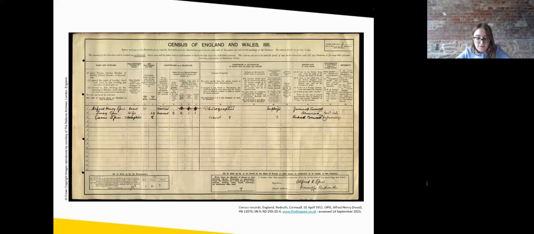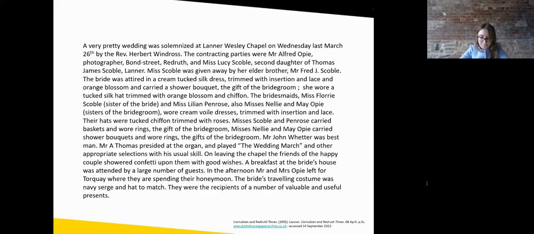Searching the civil registration marriage indexes revealed a likely result in the first quarter of 1902 in Redruth, the marriage between Alfred Henry Opie and Lucy Scobell. Further information would be recorded on their marriage registration, but I looked for a report of the marriage in the newspapers, which led to this wonderful account. It includes when and where they married, people who attended the wedding, and genealogical details.